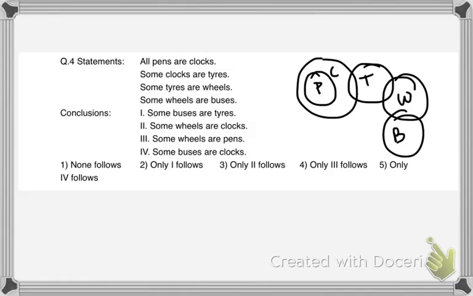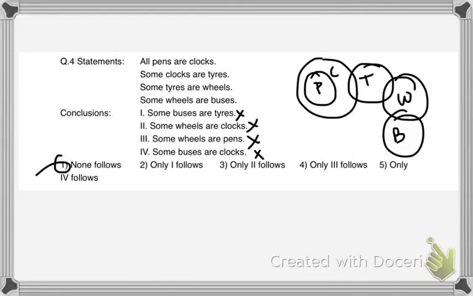Now your conclusion one says that some buses are tires. Some buses are tires is false in our diagram, that means always false. Some wheels are clocks, again false in our diagram, that means always false. Some wheels are pens, false in our diagram, always false. And some buses are clocks, again false in our diagram, always false. So the answer will be none follows.